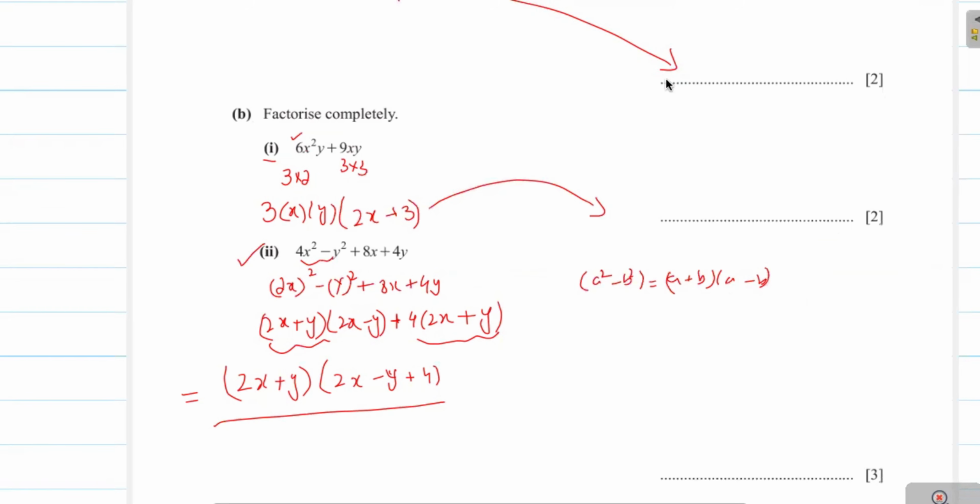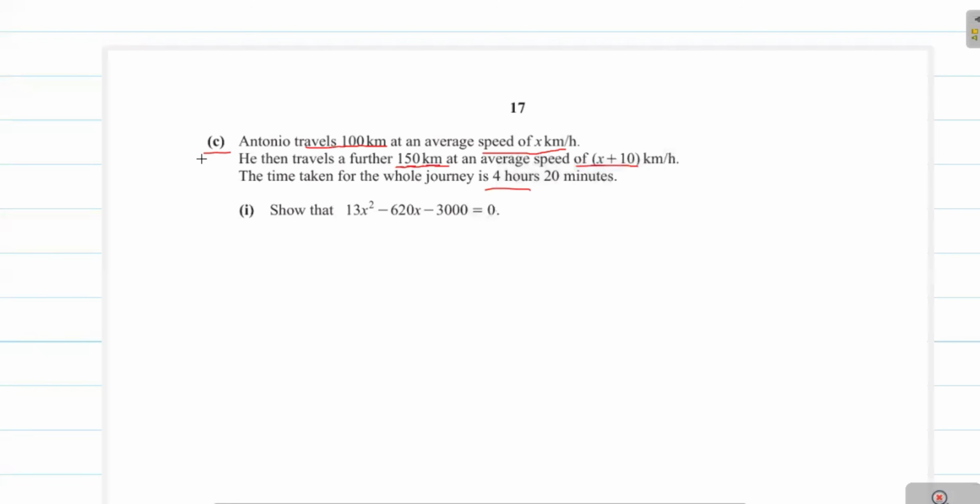Now, the next part of this question. Part C, Antonio traveled 100 kilometer at an average speed of x kilometer per hour. He then further traveled 150 kilometer at an average speed of x plus 10 kilometer per hour. The time taken for the whole journey is 4 hours 30 minutes. Show that 13x square minus 620x minus 3000 equal to 0.